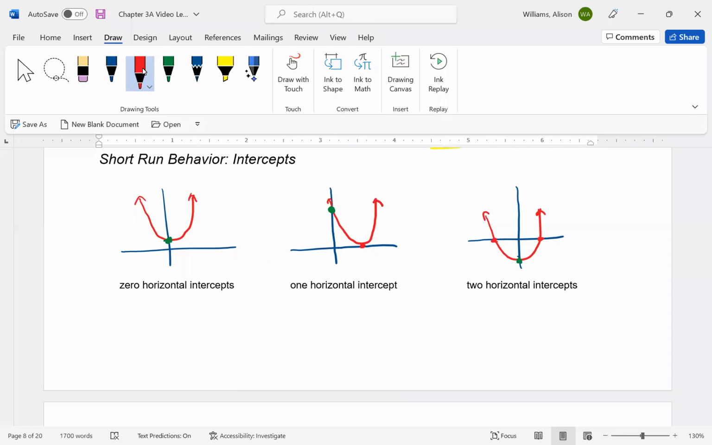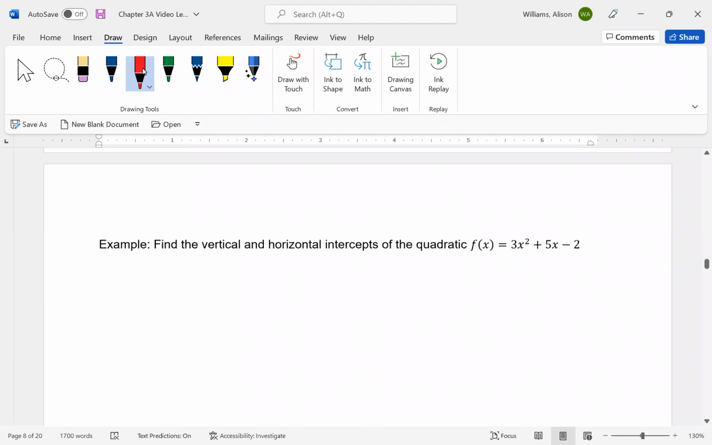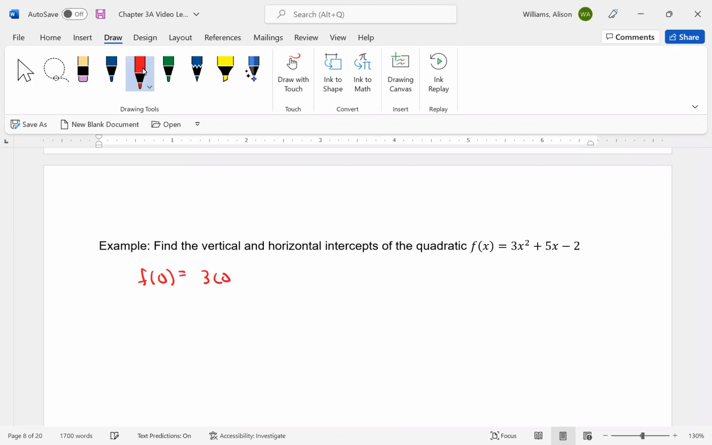So let's look at an example where we're going to be asked to find the vertical and horizontal intercepts. Stepping through what we know about vertical intercepts, that's when we plug in 0 for x. So I'm going to plug in 0, and that's easy. Working this out, I'm just going to get a -2. So there's the vertical intercept, (0, -2). Okay, for the horizontal intercept, you actually have to set the y value equal to 0, which is f of x in this case.